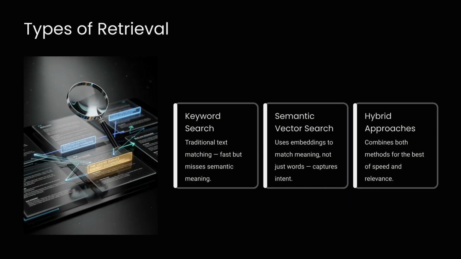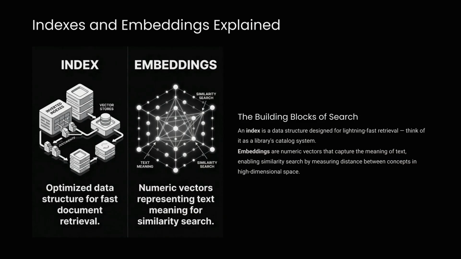Retrieval can be done via keyword search, which is fast but lacks semantic meaning. Semantic vector search matches the meaning and intent of the query. Hybrid approaches combine both for optimal speed and relevance. Indexes, like a library's catalog, are optimized data structures for fast retrieval. Embeddings are numeric vectors that capture the meaning of text, enabling similarity search in high-dimensional space.